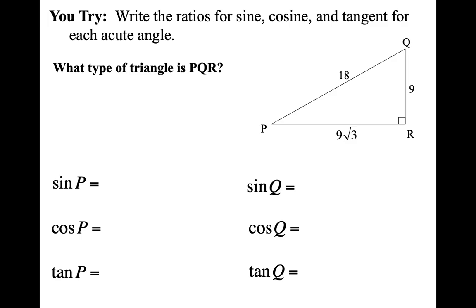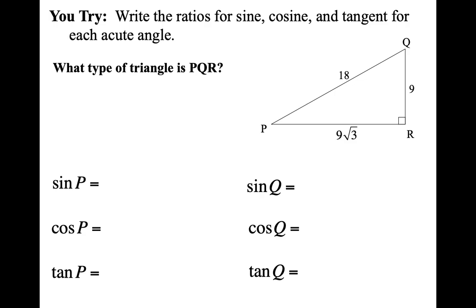Next, what type of triangle do we have here? So here's a triangle PQR. If you take a look, opposite of P, that leg is 9, and the hypotenuse is 18. And so if we were to reflect this over the side PR, the side where 9 is would double, and that would get 18. And so what would happen is we would have an equilateral triangle. So this is half of an equilateral triangle, which is also a special right triangle. So this is that 30, 60, 90.